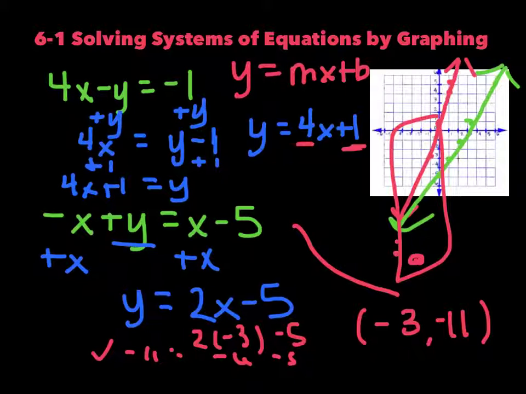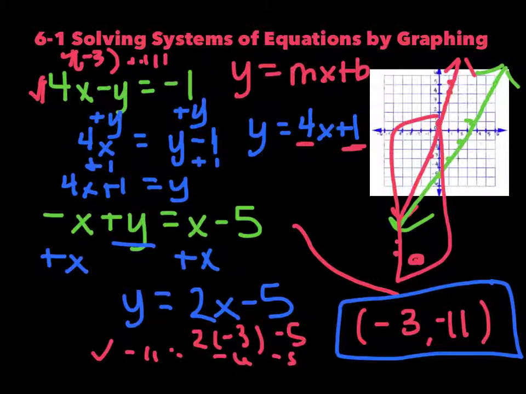But to be a solution for both, you need to plug it in for this one. So if you plug in -3 here, you get 4 times -3 minus y, so minus -11, which is plus. So you get -12 plus 11, which is -1. Sorry for the mess, but they do both work, so you know that this solution is accurate. Sorry about my graphs. Hopefully you guys were able to draw it up at the front.